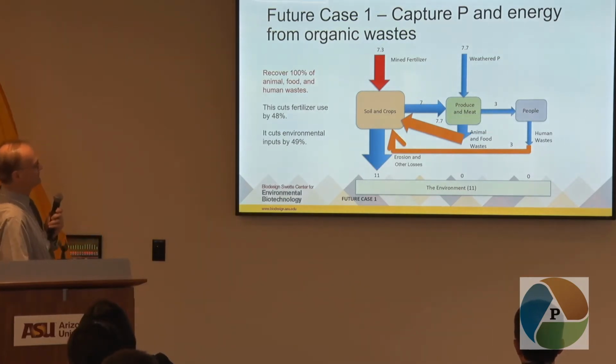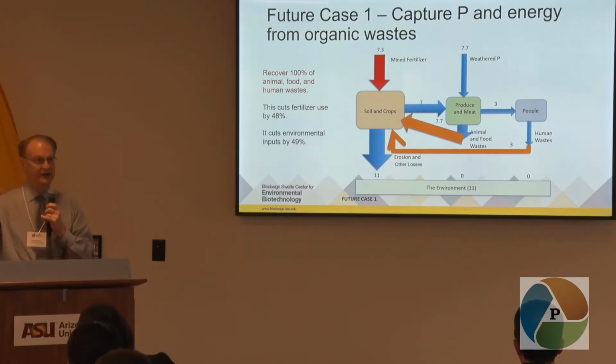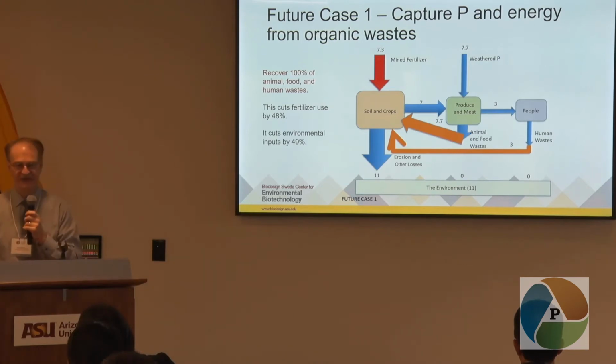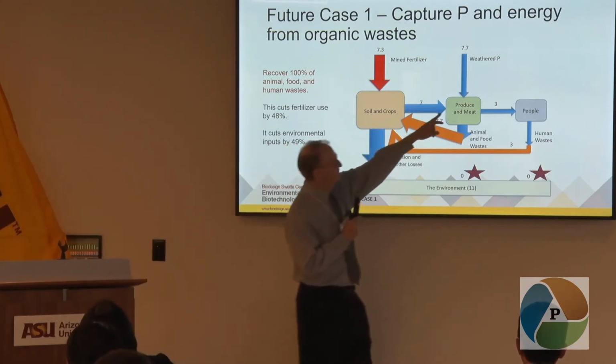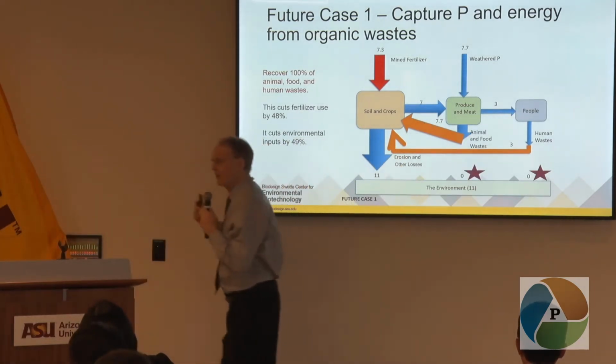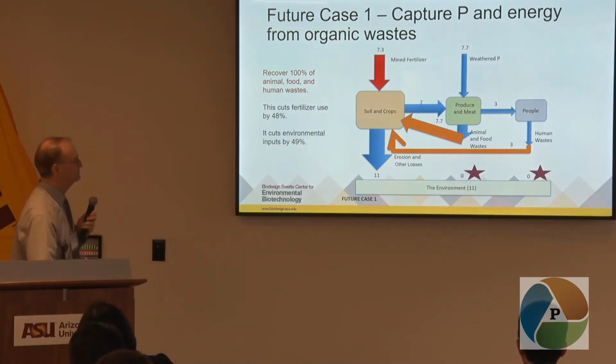So this is the revised diagram that we came up with: 100% of the animal food and human wastes captured and energy and phosphorus recovered. Now, of course, 100% is a little bit aspirational, but we can do very well on this. We may not get quite 100%, but we can get a lot of it. So we use the 100%. What you can see here is we're assuming we can take these arrows that used to come down here and make them 0, so that we can actually capture all the phosphorus from it.